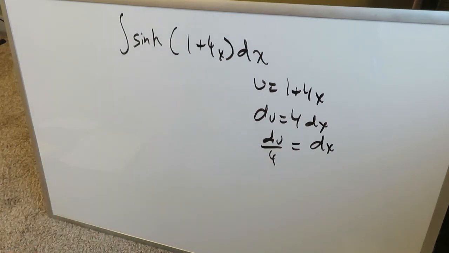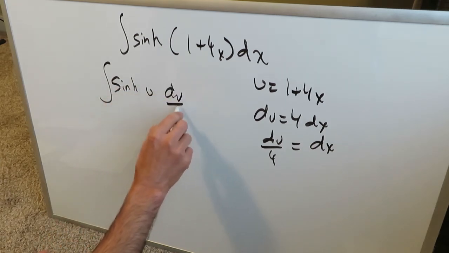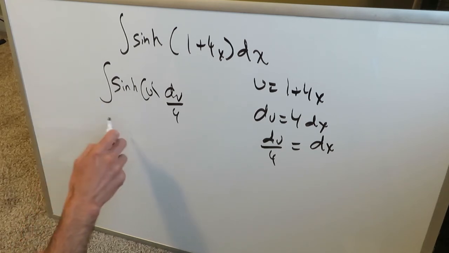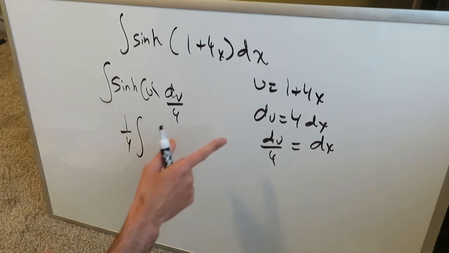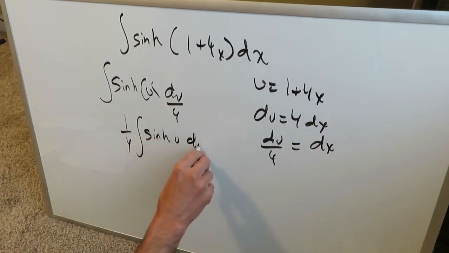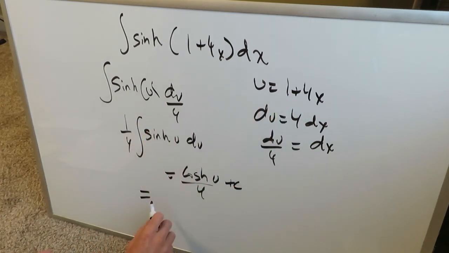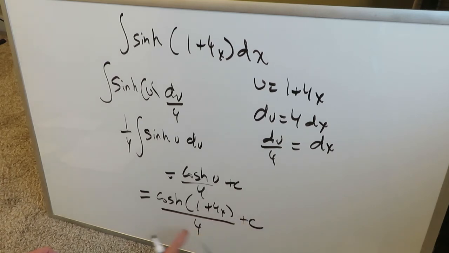We bring our substitution right here onto the integral we're looking at. We have sinh u and then du over 4. You can bring the 4 outside as a coefficient of this entire integrand. You'll have a sinh u du, and you know this is easy. This is just cosh u over 4 plus c, and we can resubstitute back to get our final answer with this substitution here. We'll have hyperbolic cosine with 1 plus 4x in the parentheses all divided by 4 plus c, and that is our final answer, the antiderivative.